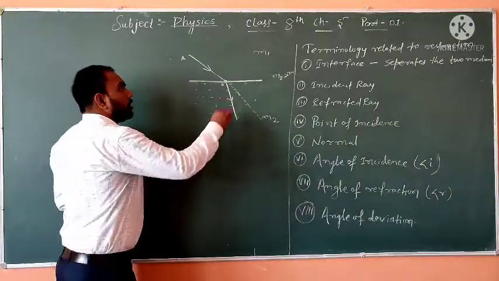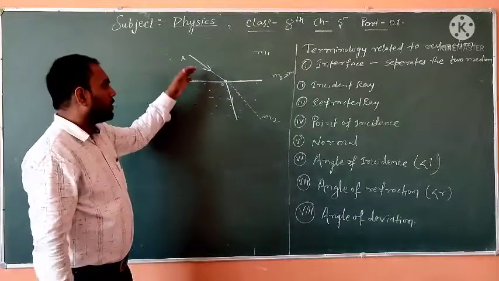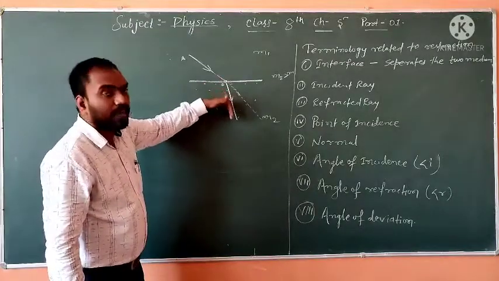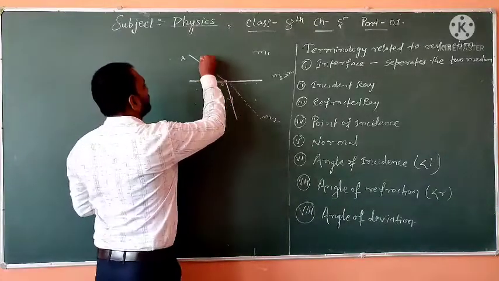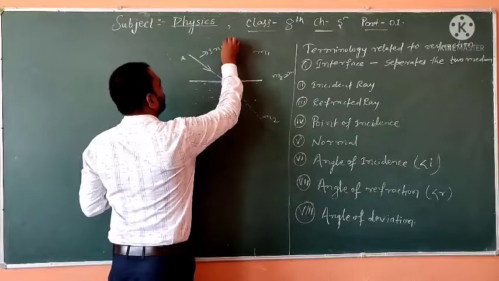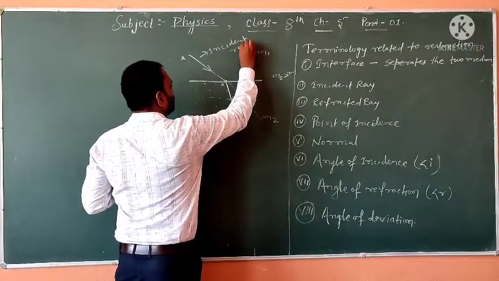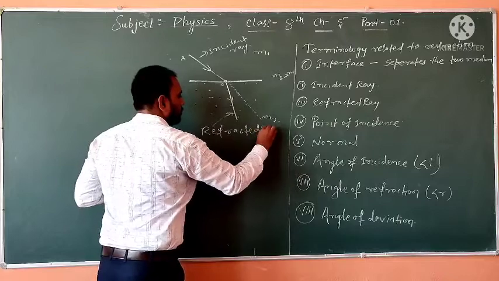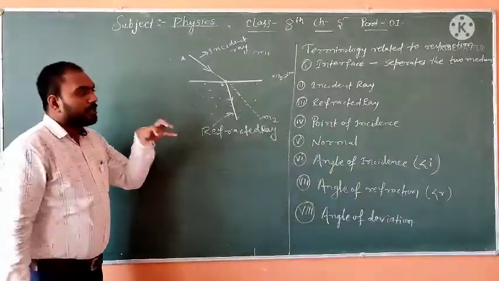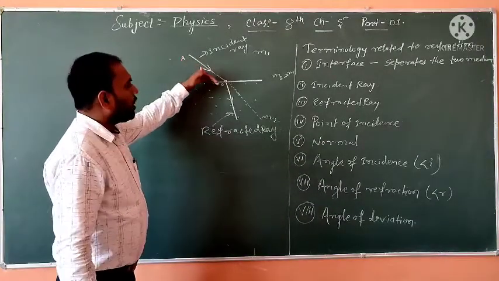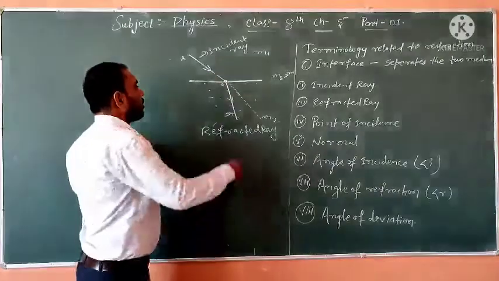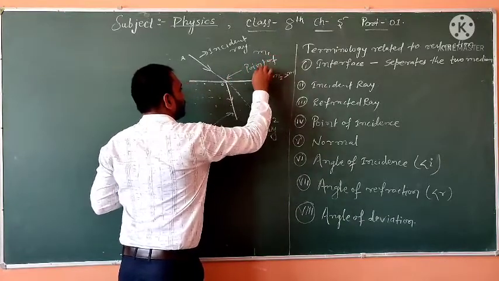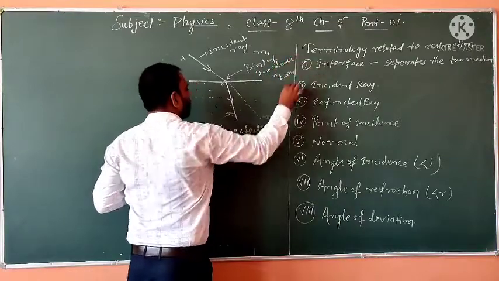Refracted ray. The bent light after passing from one media to another media, incident media to refracted media, the bent light ray is called the refracted ray. This is called the incident ray. This is called the refracted ray. Now point of incidence. The point where the incident ray falls on the interface is called the point of incidence. Here, this is called the point of incidence.